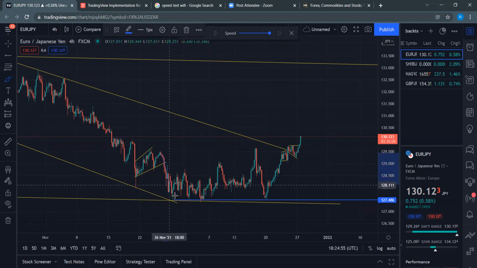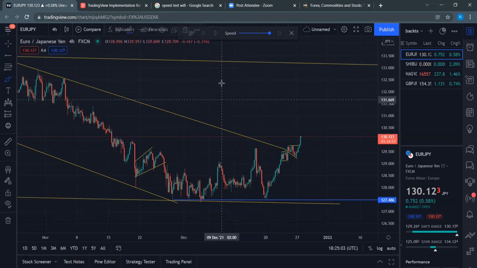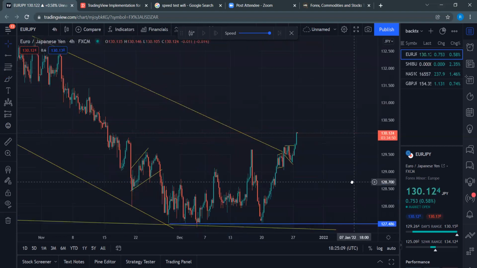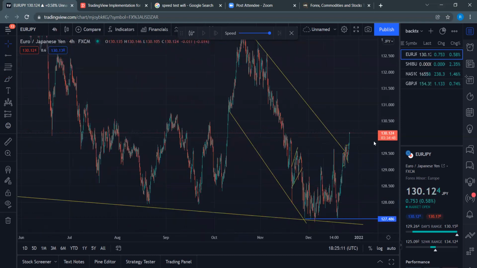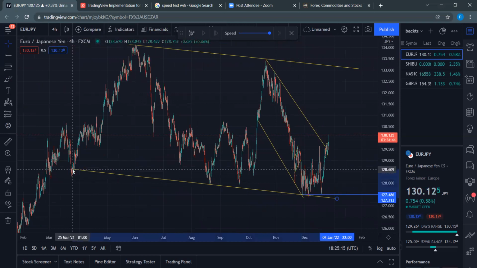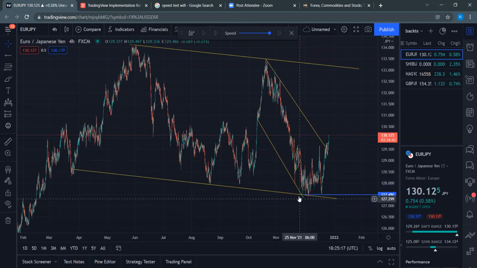So this pattern that we can see is like a double bottom pattern, and we know that a double bottom pattern is a pattern for reversal, right? And then when we look at the outside structure, we can see that we are at the third touch.